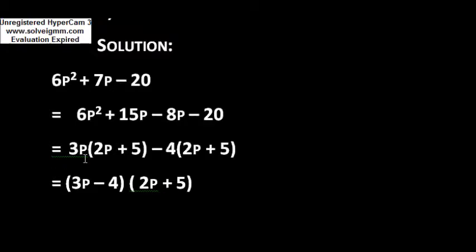Now, again, by using type 1, you can easily solve this expression. 3b is common between these two terms, so inside the bracket 2b plus 5 is left, and in the third and fourth terms 4 is common, so 2b plus 5 is left. So again 2b plus 5 is common, so you can write 2b plus 5 into 3b minus 4.